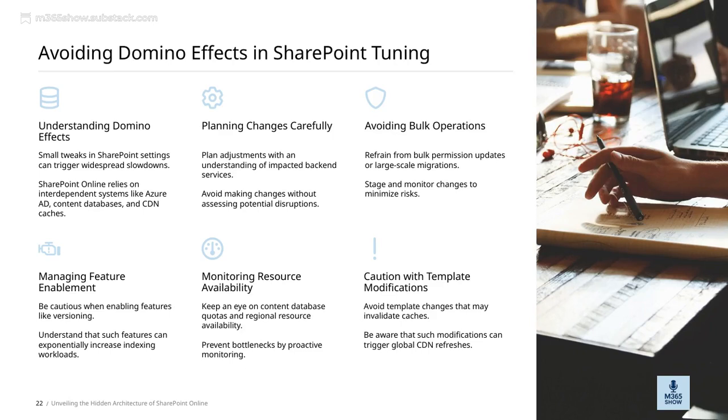Planning your changes with a clear understanding of the impacted backend services is essential. Making adjustments without assessing potential disruptions can lead to unintended slowdowns or outages. Finally, remember that even small tweaks in SharePoint settings can have widespread effects. SharePoint Online relies on interconnected systems like Azure AD, content databases, and CDN caches. Changes in one area can ripple across the entire environment, so always consider the broader impact before making adjustments.